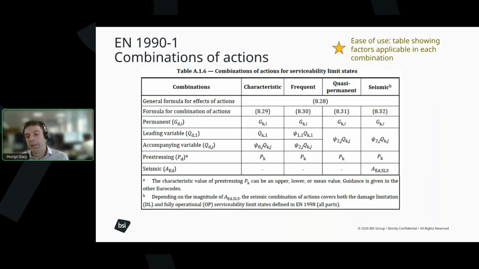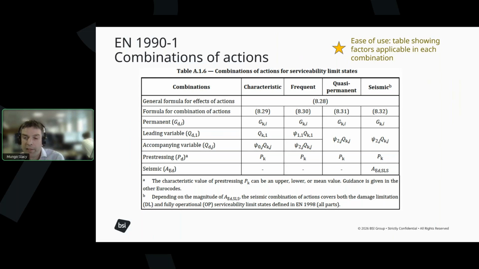I mentioned earlier the training that we did formerly for first generation Eurocode. One of the challenges with first generation Eurocode was you often had to recreate a table very much along the lines as shown on the page, where as a trainer I would explain which of the psi factors, which of the combination factors applied to the leading and the accompanying variable actions across the different combinations. In the first generation Eurocodes, that was only described through the formulae.